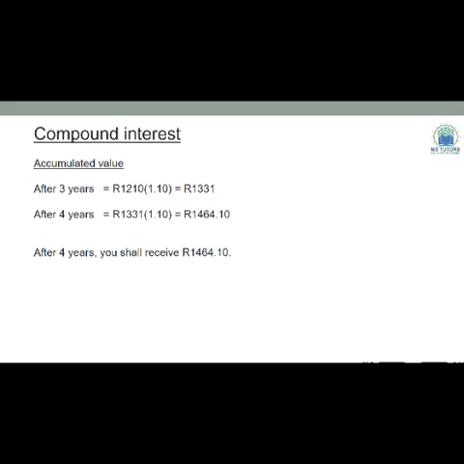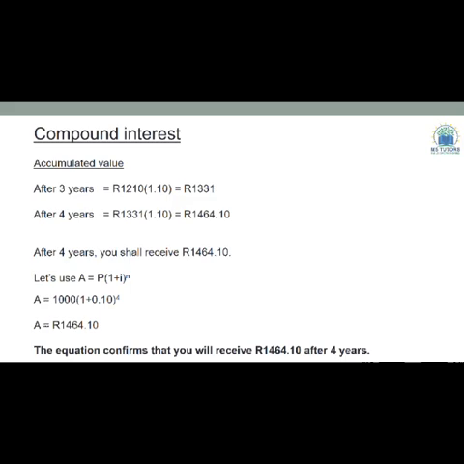So now let's use the equation, the compound interest equation, and see what we'll get. So you just substitute the values, and we can see that we end up with the same value, which is 1,464 rands and 10 cents, right? So now this equation confirms that you will receive the same amount, which is the 1,464 rands and 10 cents after 4 years, right? So now this means that in the future, you can just use this equation to calculate the accumulated value instead of doing it for each year, right?